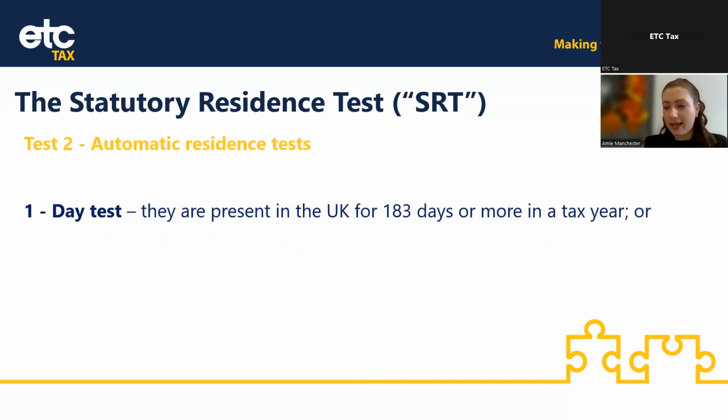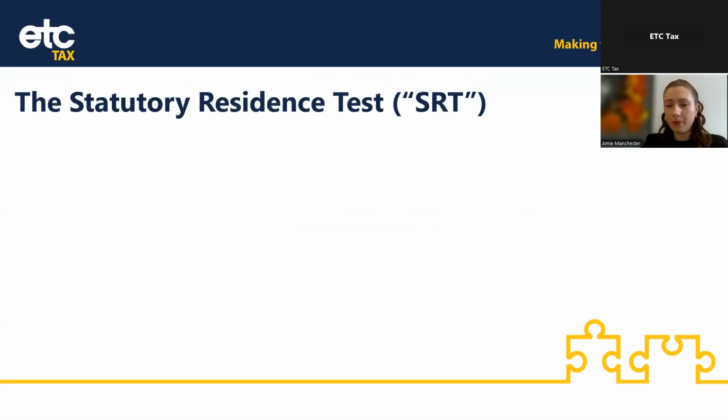So the first test is the day test. And I do find this is the test most people are familiar with, the 183-day test. Again, in terms of a day of presence in the UK, this will be where the individual is in the UK at midnight. So if that individual had 183 midnights in the UK during a tax year, they will be considered an automatic resident for the year in question.